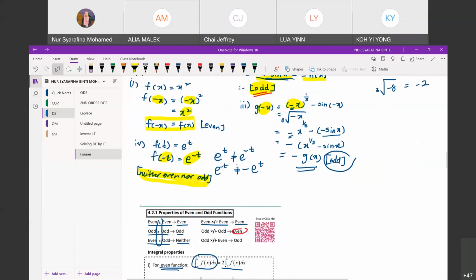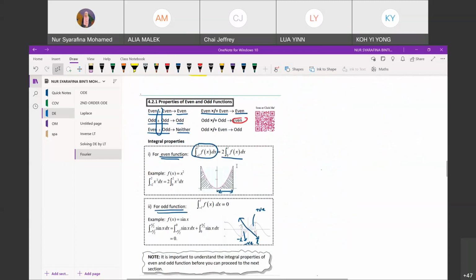Next, you have to understand the properties of even and odd functions. For addition and subtraction, even plus or minus even will give you even. Odd plus or minus odd will give you odd. Even plus or minus odd will give you neither. Same function, same even will give you even, same odd will give you odd. For addition and subtraction, different even or odd will give you neither.